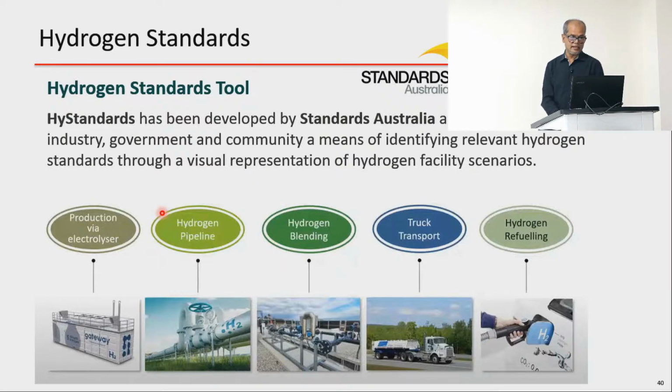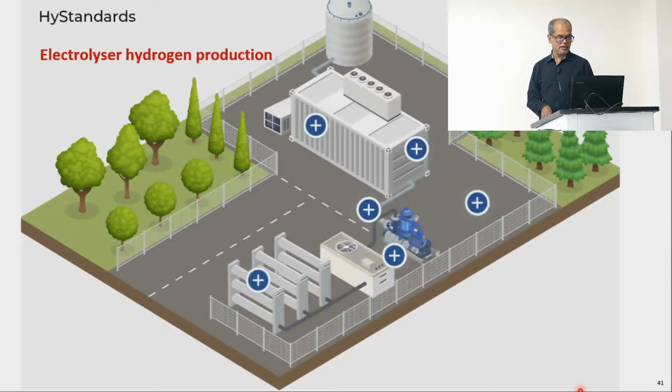So as I said, the health hazard depends on different parts of the hydrogen value chain. Hydrogen Standards Australia is developing one hydrogen standards tool, and that involves all of them: production, transportation, blending with other gas networks, truck transport, and hydrogen refueling stations. So they incorporate that whole hydrogen value chain.